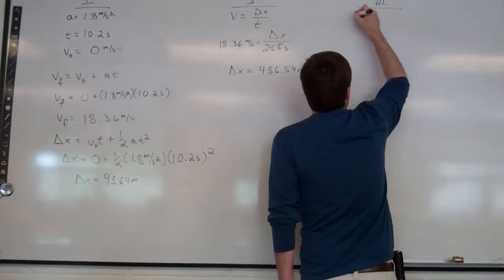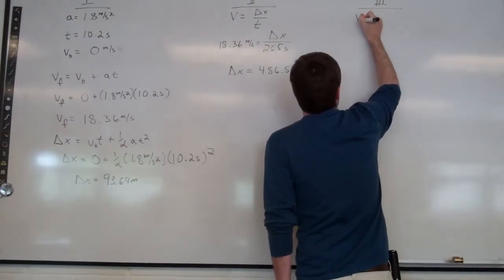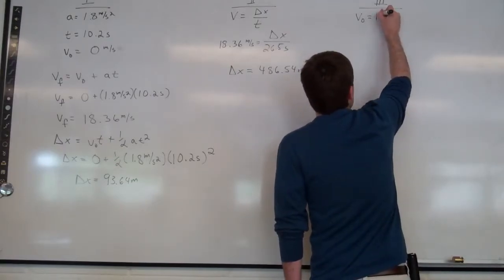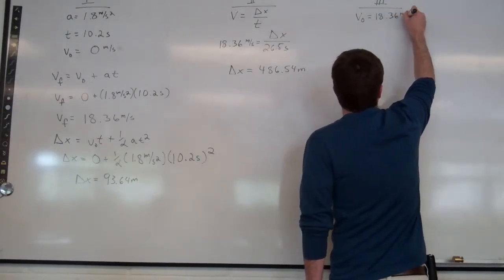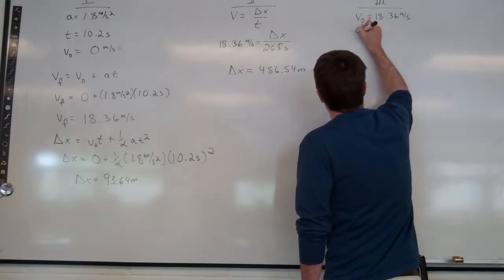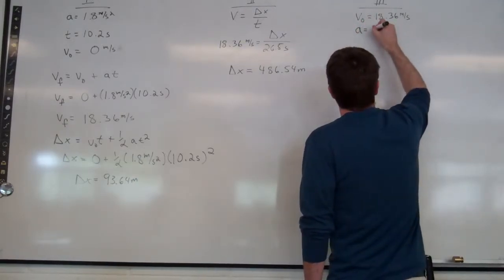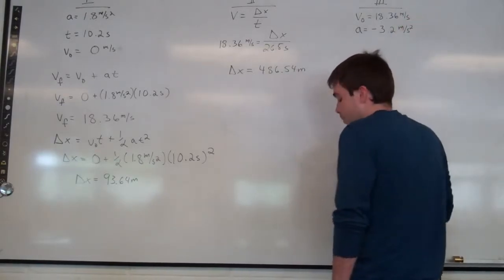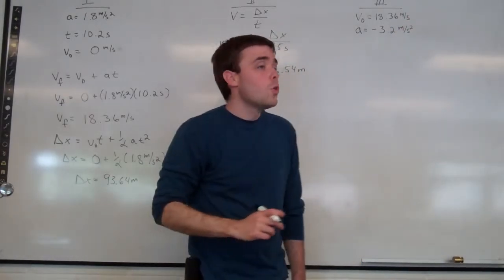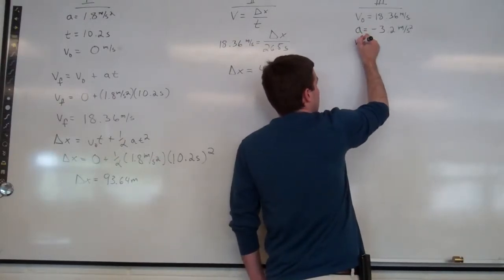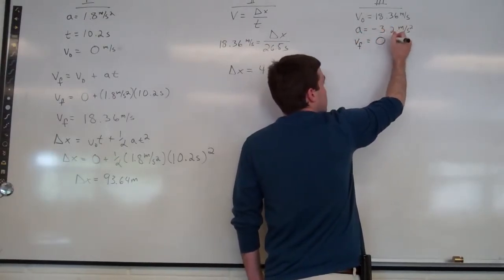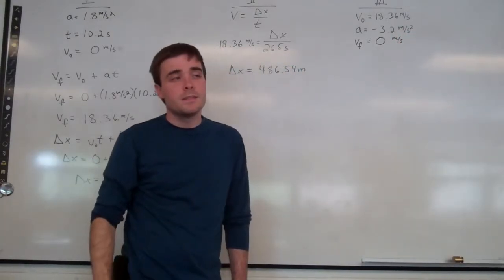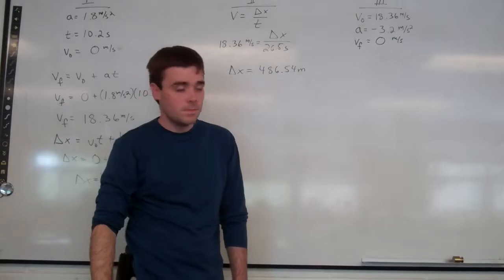Part 3. What is our initial velocity? 18.36 meters per second. What's our acceleration? Negative 3.2, because it's slowing down, so it's negative 3.2 meters per second squared. What is our final velocity? 0. And what are we trying to find? Delta x.